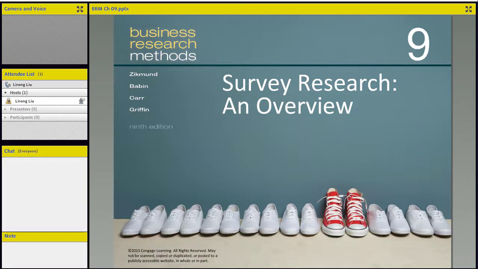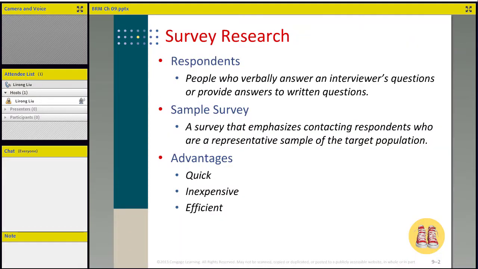In this lecture, we're going to go over Chapter 9, Survey Research, an overview. So survey is actually commonly used for business research. Survey can be quick, inexpensive, and efficient.